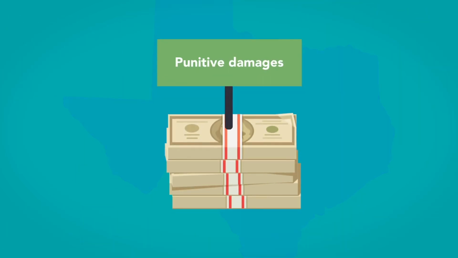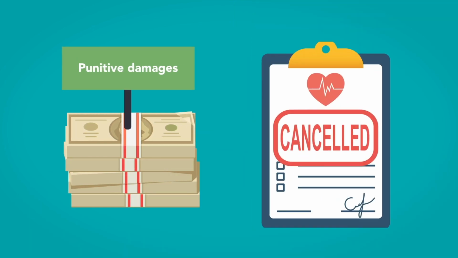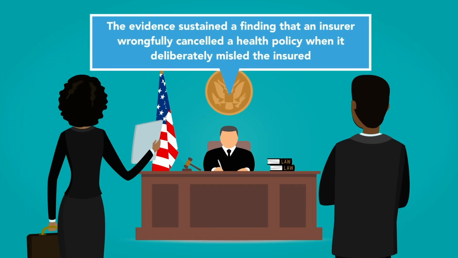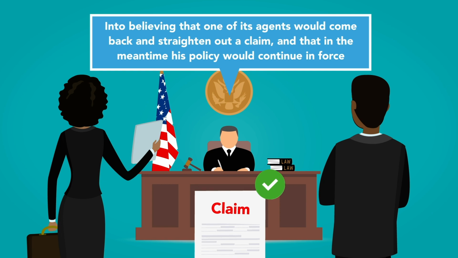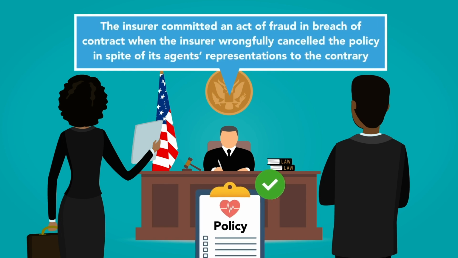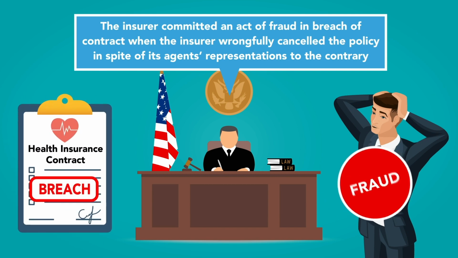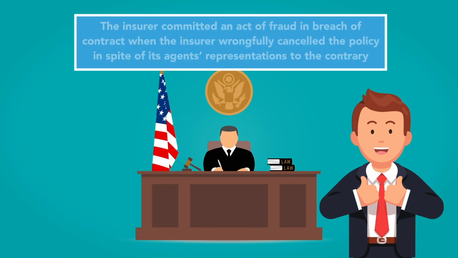A court may award punitive damages for an insurer's fraudulent breach and wrongful cancellation of a health insurance policy. In one case, the South Carolina Supreme Court held that the evidence sustained a finding that an insurer wrongfully canceled a health policy when it deliberately misled the insured into believing that one of its agents would come back and straighten out a claim, and that in the meantime his policy would continue in force. The court found that the insurer committed an act of fraud in breach of contract when the insurer wrongfully canceled the policy in spite of its agent's representations to the contrary.